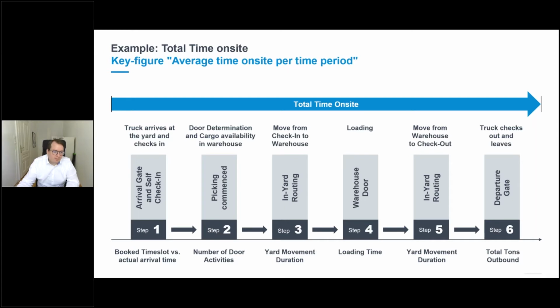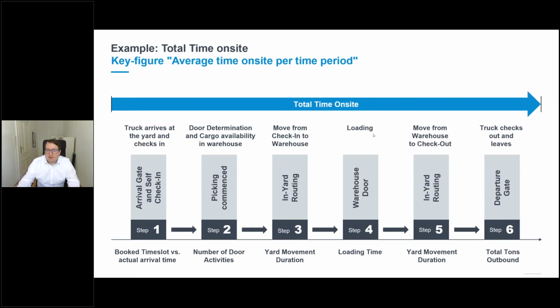Let's look at the process first of all with the different steps here. The first step would be, of course, the arrival of a truck at the yard and the check-in, done by self-check-in. Step 2 would then be the door determination with the exchange to warehouse management and the cargo availability in the warehouse, so actually preparing the cargo for being loaded. Next, step 3 would be the in-yard routing, the movement of the truck from the check-in area to the warehouse door itself. And of course, after that, step 4, the loading is commenced directly at the warehouse door.